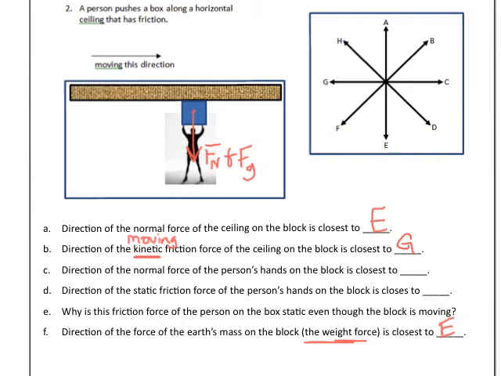This time it went ahead and called it a normal force from the person's hands. That could also have been an applied force. But which way are the hands pushing? Yeah, up. And this word static means still, okay, but it's still friction. Don't worry about it saying static. Which way is the friction? G again. Okay.